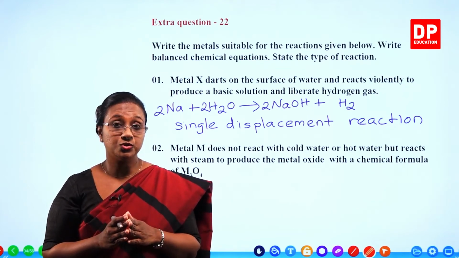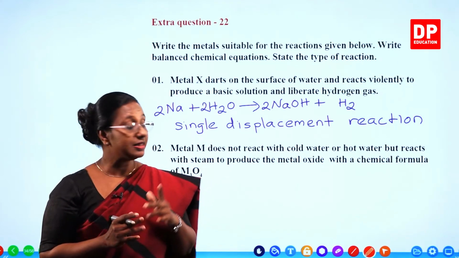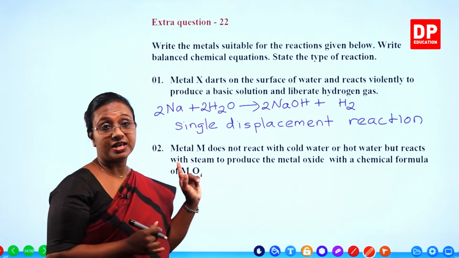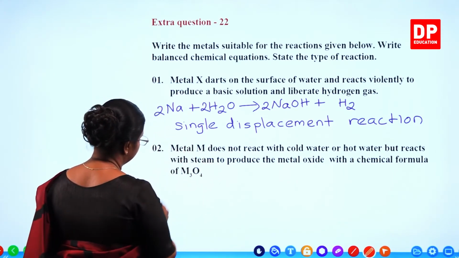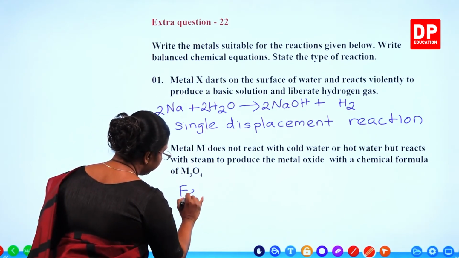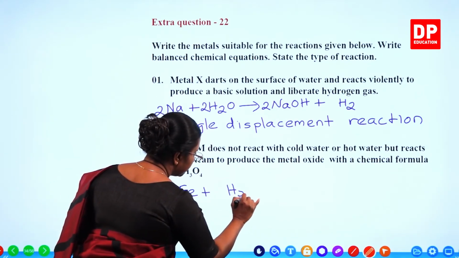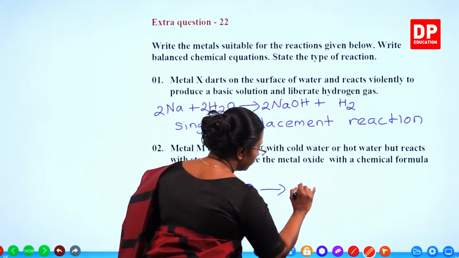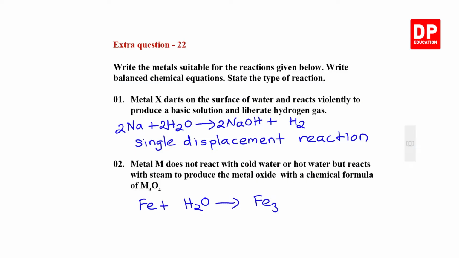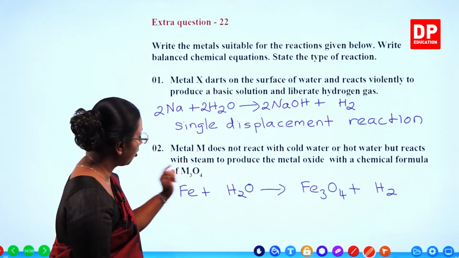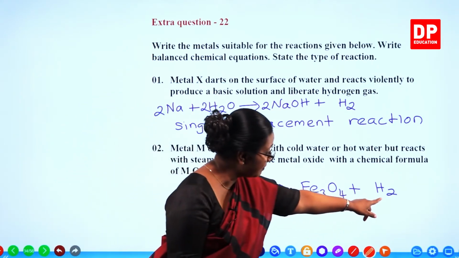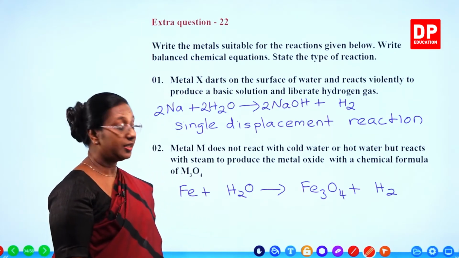But out of those two, iron is the one that forms this type of oxide, Fe3O4. So this has to be iron. Fe plus H2O gives rise to Fe3O4 plus H2 gas. With steam it produces the metal oxide with a chemical formula M3O4, but at the same time hydrogen is also evolved.